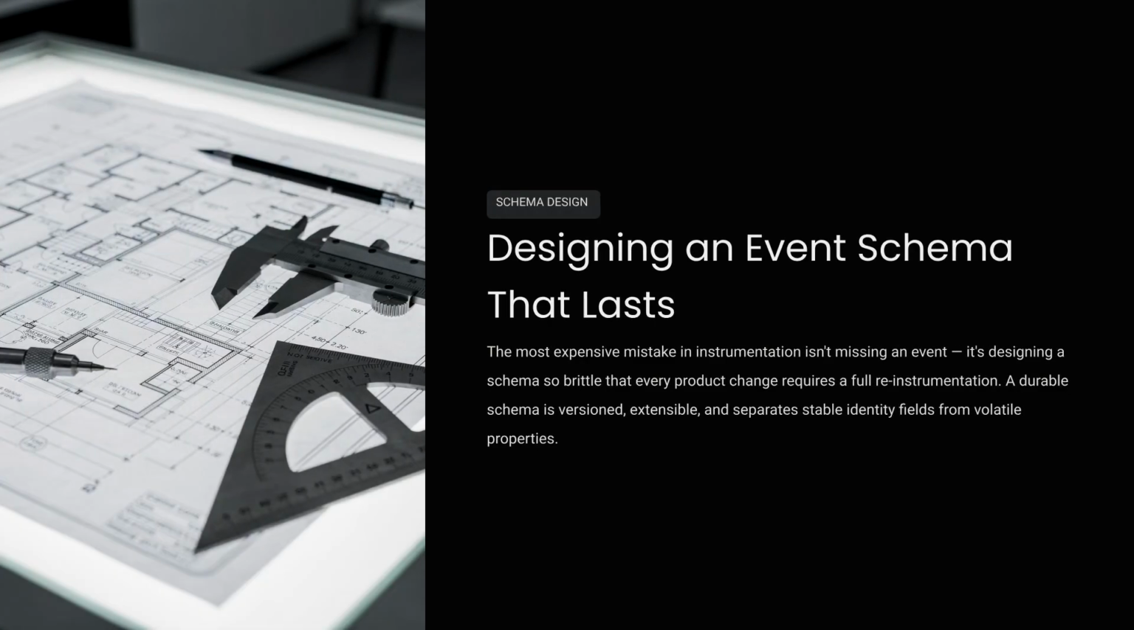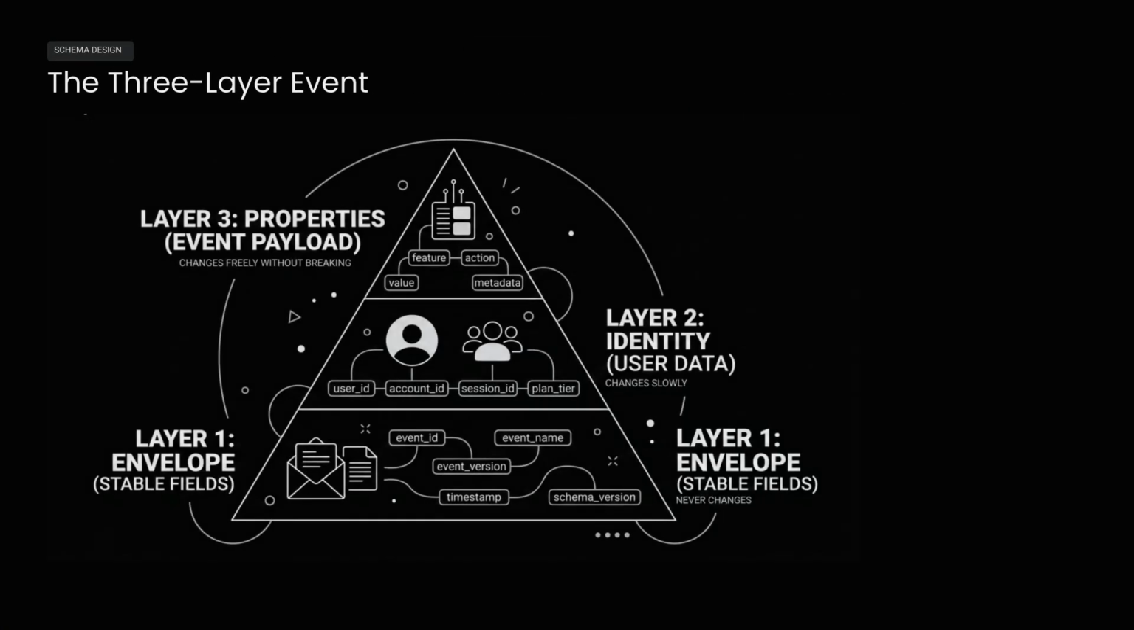Designing a durable event schema is critical for long-term success. A brittle schema requires re-instrumentation for every product change. A good schema is versioned, extensible, and separates stable identity fields from volatile properties. Adopt a 3-layer event schema. The envelope contains routing data. The identity context tracks the user, and the payload holds the event-specific data. This separation allows consumers to parse events without understanding the entire payload.